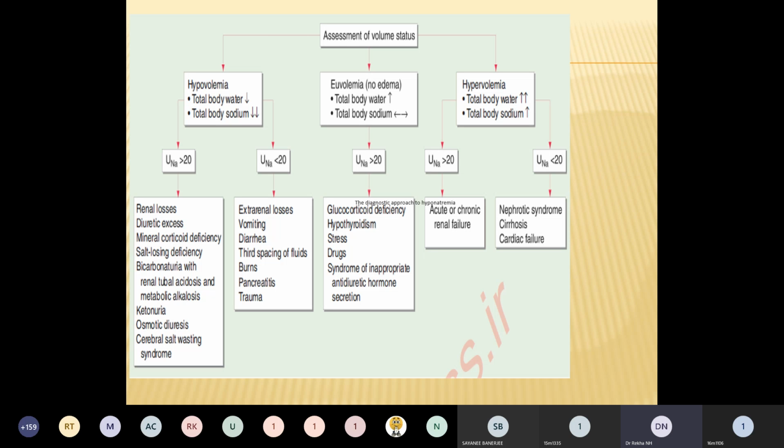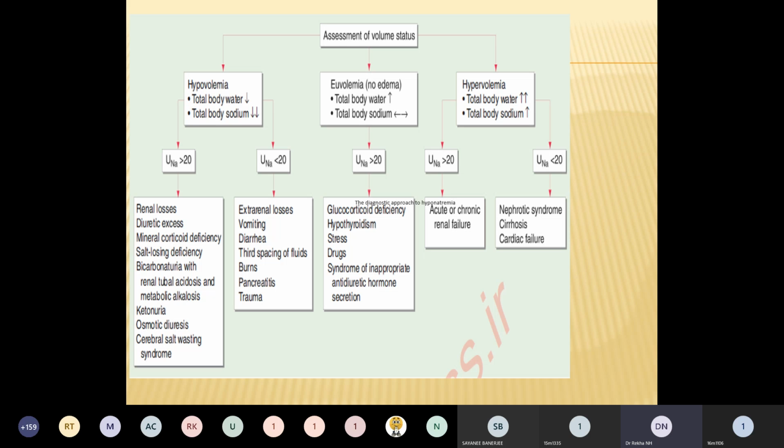Then euvolemic hyponatremia: this is glucocorticoid deficiency, hypothyroidism and SIADH. Again we have to get a urinary sodium. Whenever there is hypervolemic hyponatremia, even CKD patients can have this, and congestive heart failure and liver cirrhosis patients can have it. Once again, in CKD patients urinary sodium excretion will be more than 20, whereas in nephrotic syndrome or congestive heart failure patients, urinary sodium excretion will be less than 20. This is mainly once you assume the volume status, take a history and confirm the diagnosis. So you have to do additional investigations.